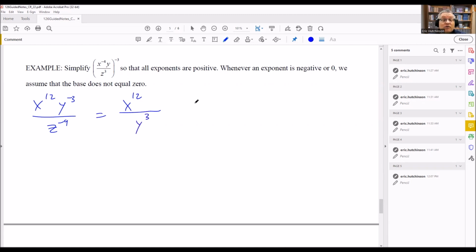That's y to the +3. z to -9, I'm going to move that up to the top, and that's going to change this to a +9. Everything is positive exponents, so that would be it. Leave our answer in that form.